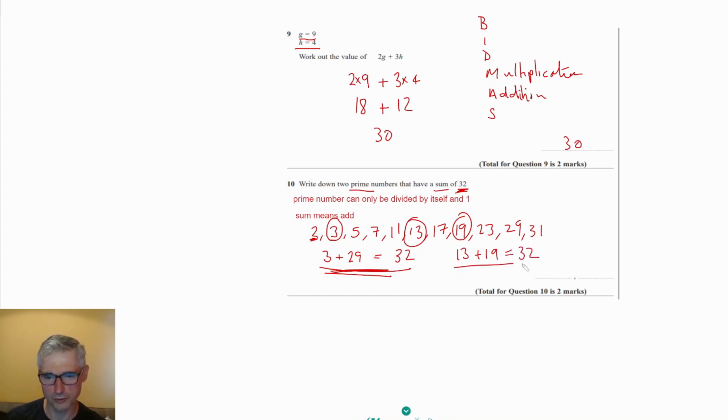So all we're asked to do is write down any 2 prime numbers that will have a sum of 32. So I'm going to go for 3 and 29. But any 2 would suffice for this answer.